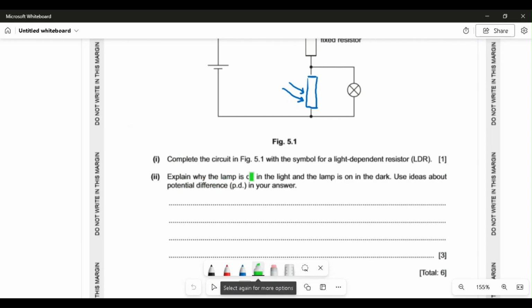Explain why the lamp is off in the light and the lamp is on in the dark. We have to use the idea of potential difference in the answer. Let me get back to the point. It's mentioned in the first part of the question, what happens to this LDR in the dark? In the dark, the resistance of the LDR increases, due to which what happens?